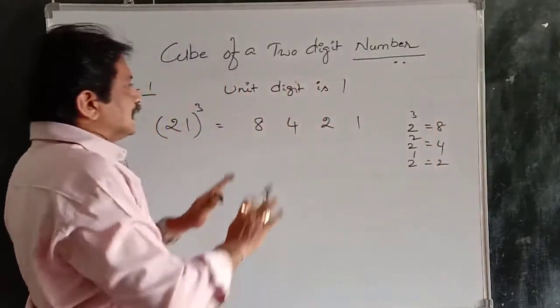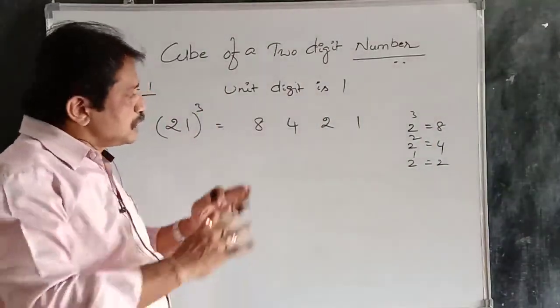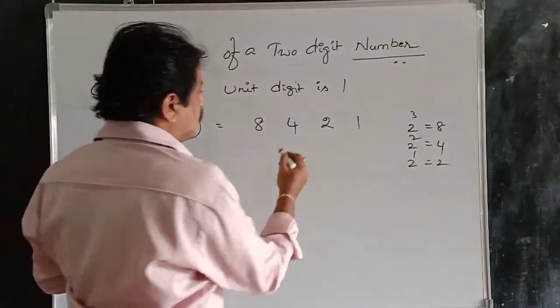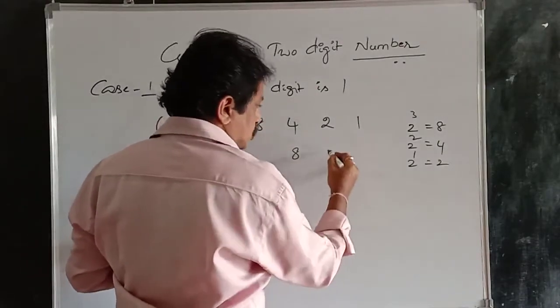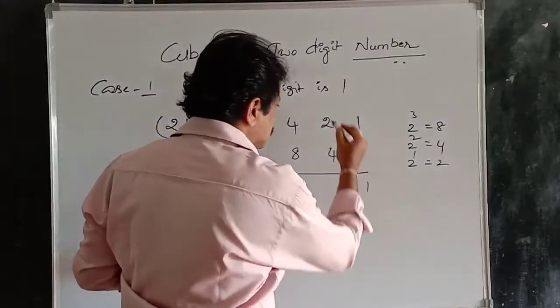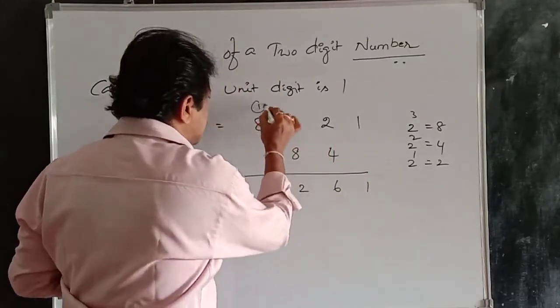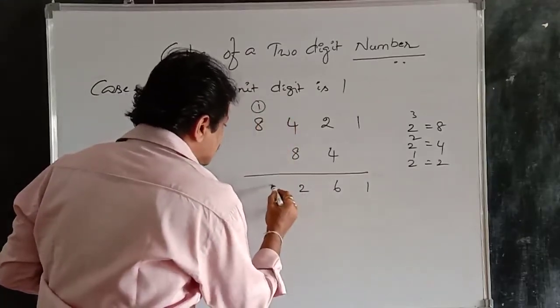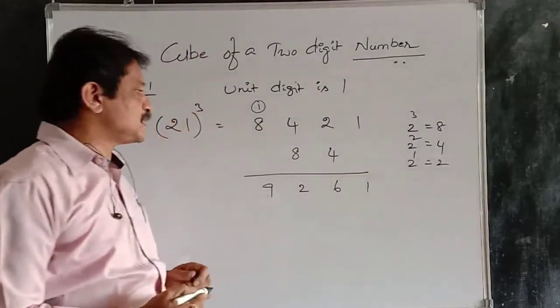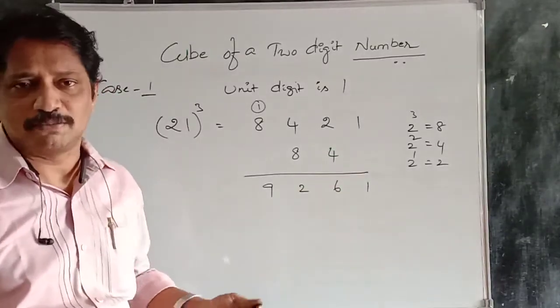That's it. Leave the extremes 8 and 1. Take the middle numbers 4 and 2. Twice the numbers. 4 twice is 8, 2 twice is 4. Add this. This is 1. 2 plus 4 is 6. 4 plus 8 is 12. 1 is carry here. 8 plus 1 is 9. So 9261. 9261 is the answer. That's it. How simple it is.